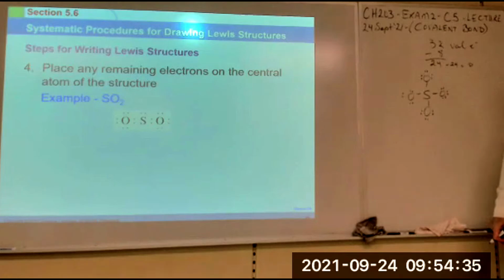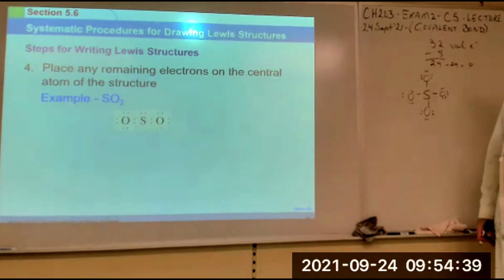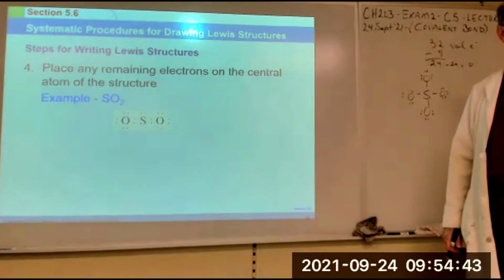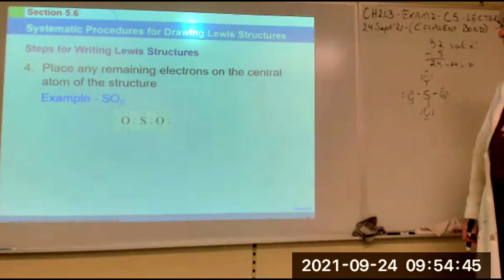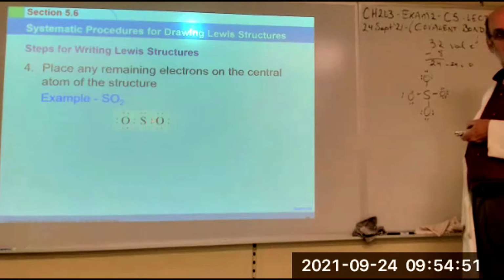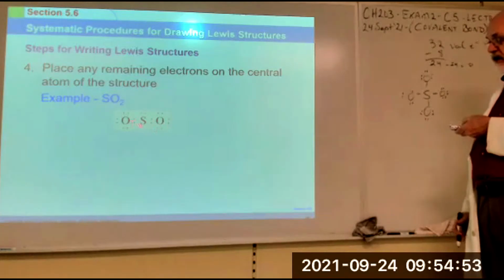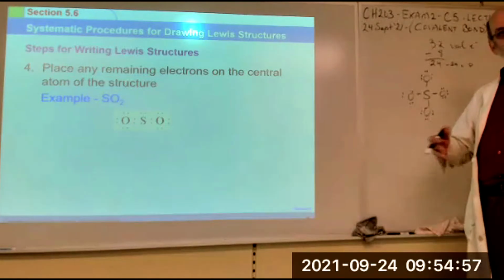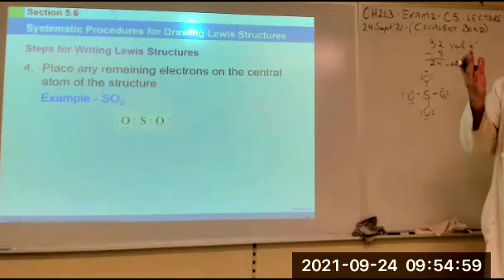So now we need to put 8 electrons around sulfur without depriving oxygen of its octet. So the easiest way to do that is take 2 of these electrons and put them right here between. You can't move them over here because then oxygen is depleted. So if you move them into a bond, now they're sharing.